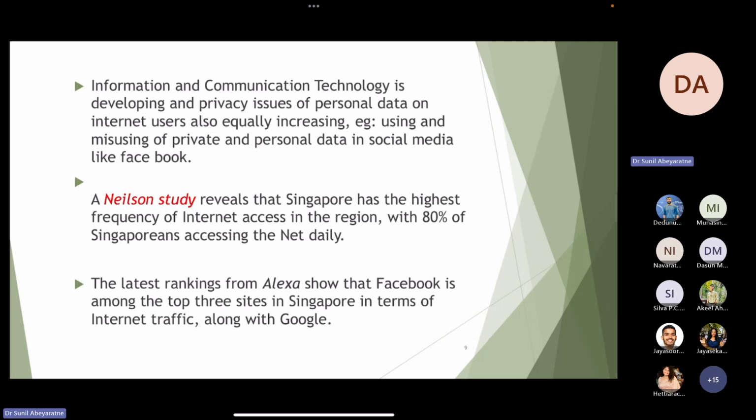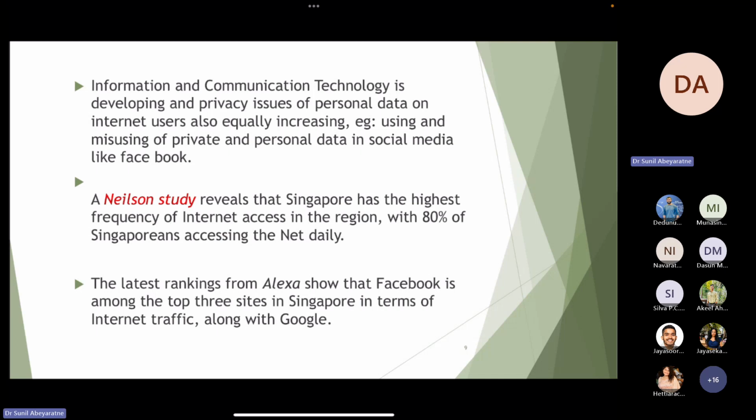Now, what is the situation? Now that information and communication technology is developing, of course, it's relevant to ICT and non-ICT both areas. Now, let's see, under the development of ICT, how right to information and privacy policies or data protection laws are important. As ICT is developing, privacy issues of personal data of internet users are equally increasing. When you look at the nature and behavior of electronic medium, especially the internet, we didn't have experience of these present issues prior to this internet era.